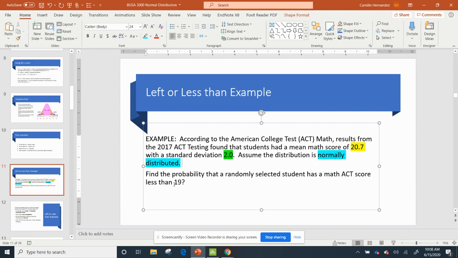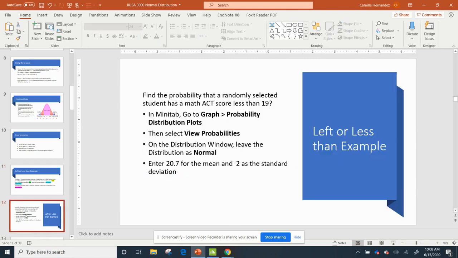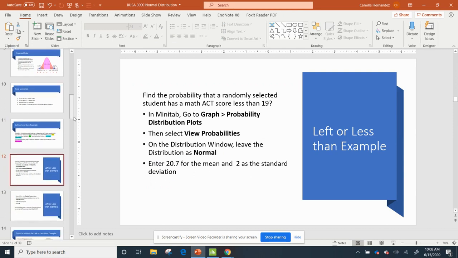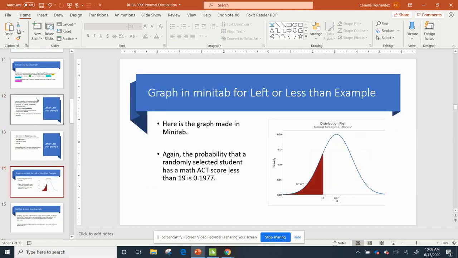All right, the next parts are very important. So it says here less than 19. That gives me 2 very important parts, and I'm going to put it in purple. What it gives me is the direction it's going and the value I'm looking at. So I have 2 pieces of information I need, the direction and the value. Okay. So this is an example of a left-tailed or a less than example. And if you keep going through the slides on this one, I have the directions of how to put it in Minitab, but I'm going to show you right fast.